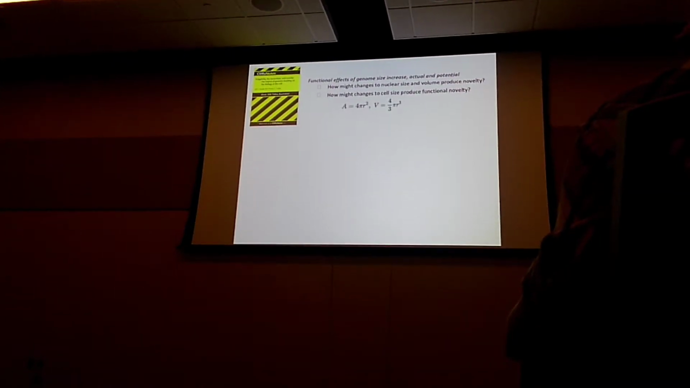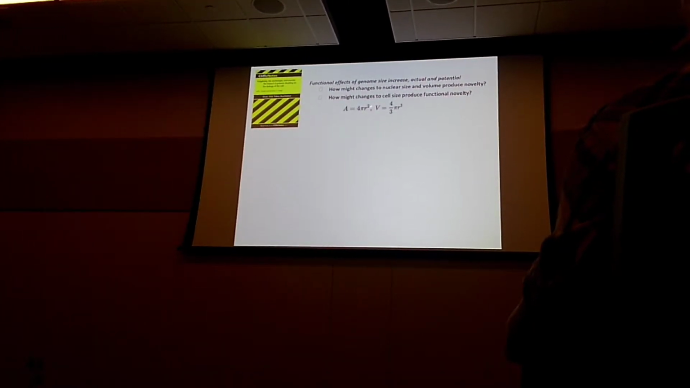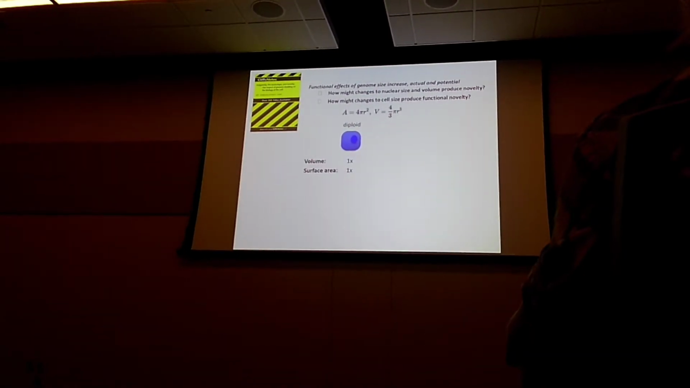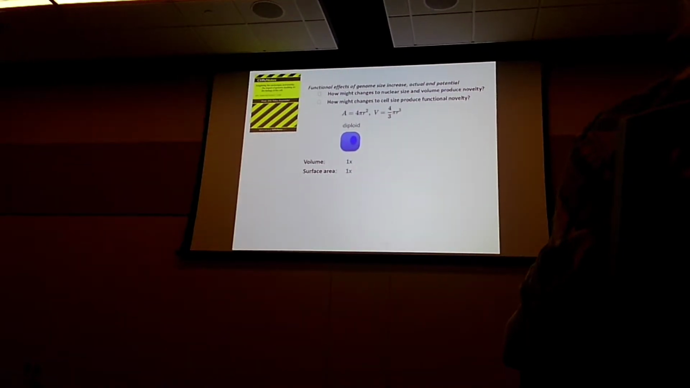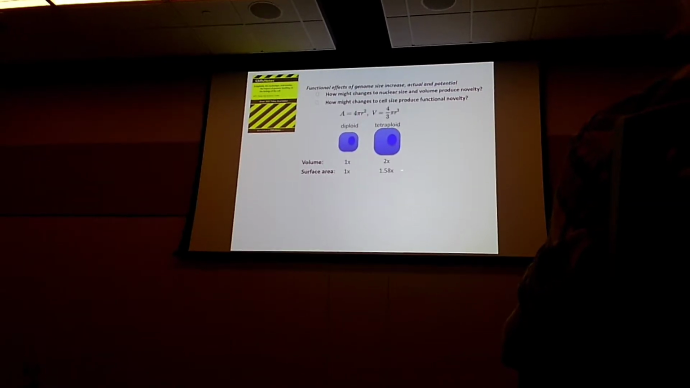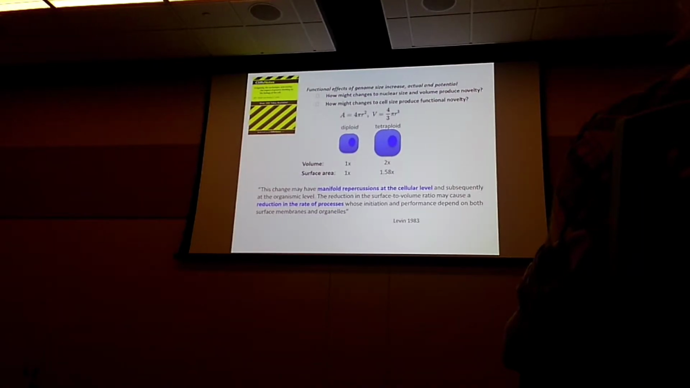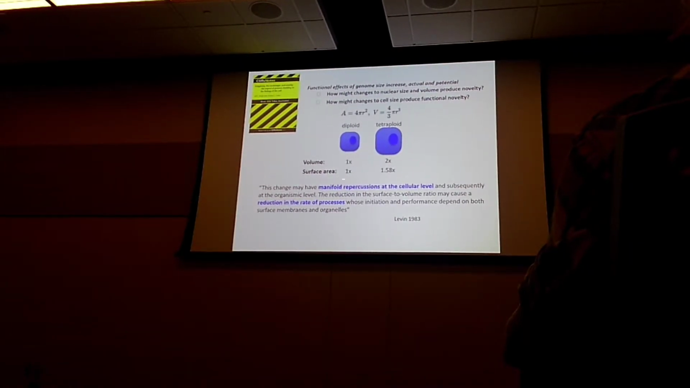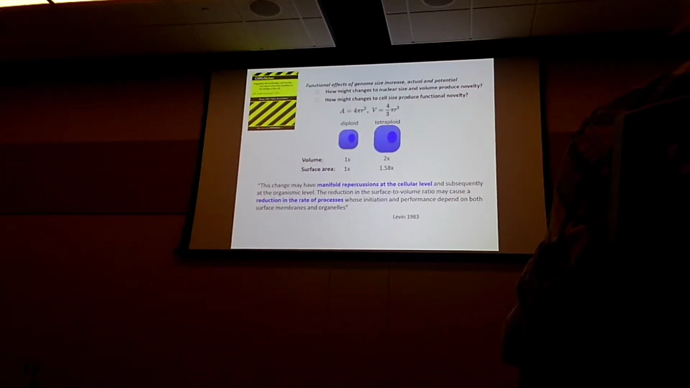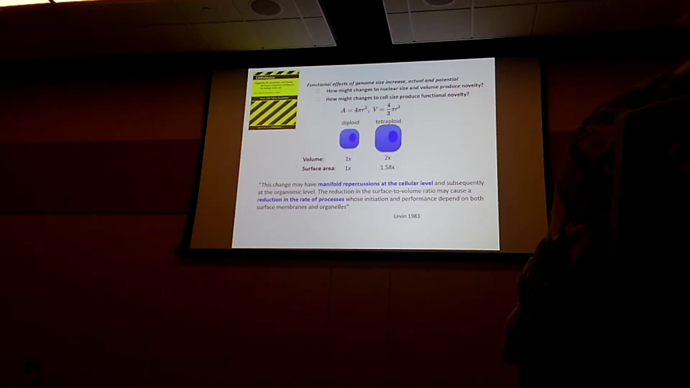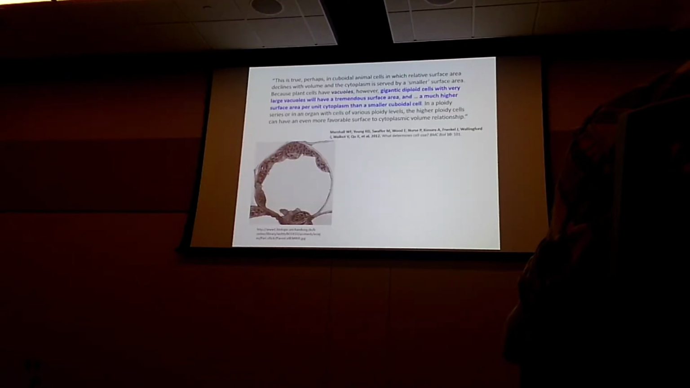Well, the classic answer is surface-to-volume ratio. Because the area increases as the square of the radius and the volume increases by the cube of the radius, if you take a diploid cell and double the volume of the cell, the surface area does not increase by as much. And so Levin, and before him others, and since him many people as well, have said that there are manifold repercussions at the cellular level for this reduction in rates and all sorts of other things that can happen. So this is well known.